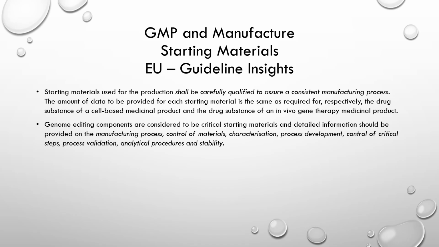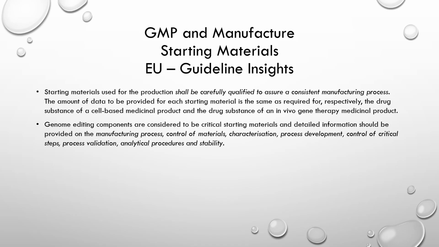cell-based medicinal products. Genome editing components are considered to be critical starting materials, and detailed information should be provided on the manufacturing process, control of materials, characterization, process development, control of critical steps, process validation, and analytical procedures and stability. So it's basically the same thing, for all of your genome editing components. In this case, this will be the CRISPR-Cas9.